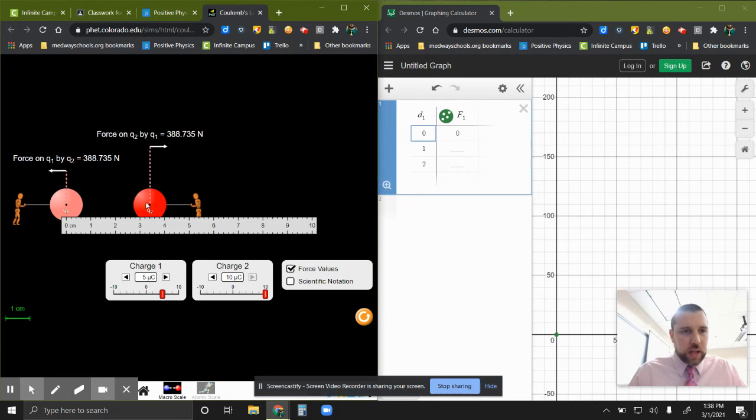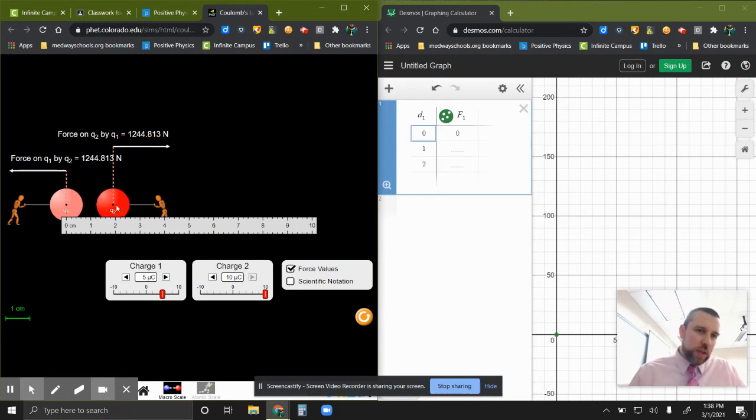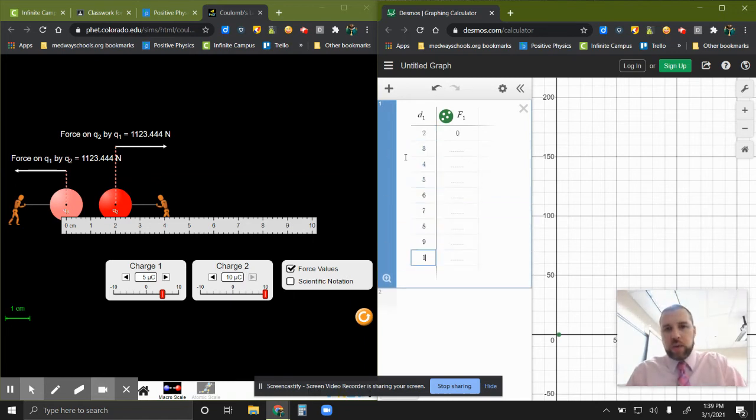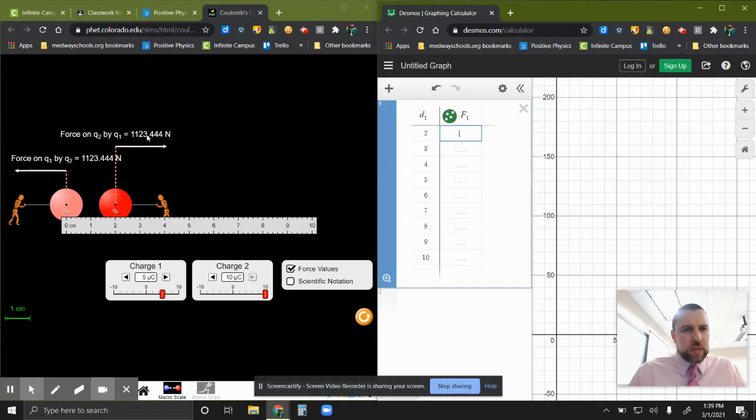And I can't quite get to 1 because I can't get the charges close enough, but I'm going to start at 2. So distance of 2, and I'm going to go 3, 4, 5, 6, 7, 8, 9, all the way up to 10. I'm going to collect the data based on that. So at 2 centimeters, I have a force of 1123.4444.